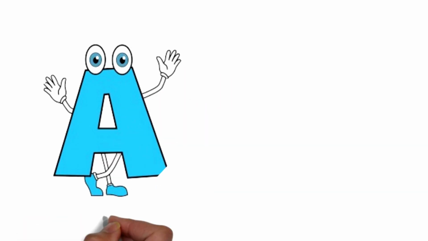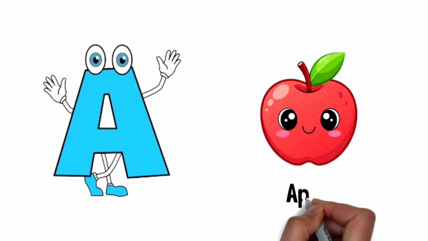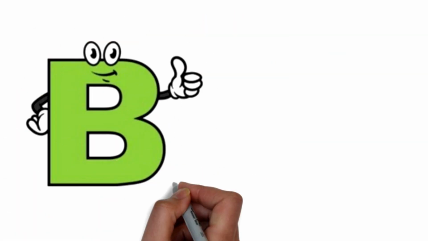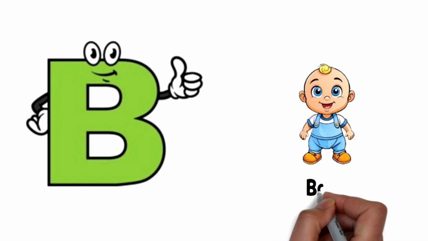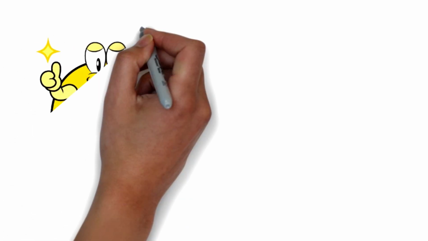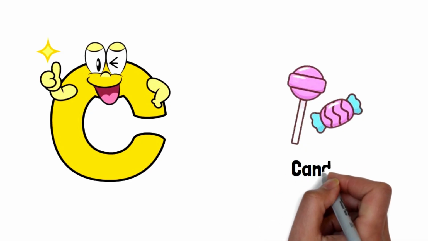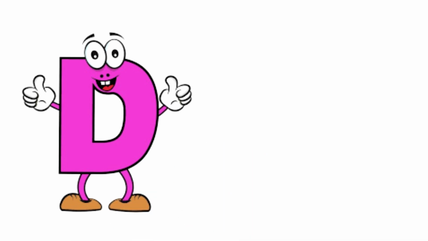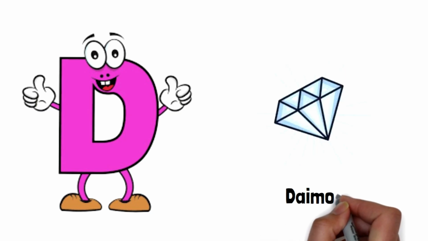A is for apple. Apple, apple, A, apple. B is for baby, baby, baby, B, baby. C is for candy, candy, candy, C, candy. D is for diamond, diamond, diamond, D, diamond.